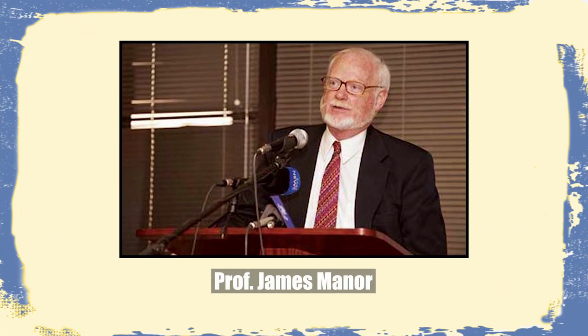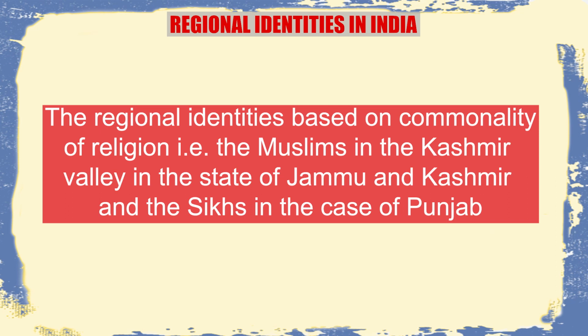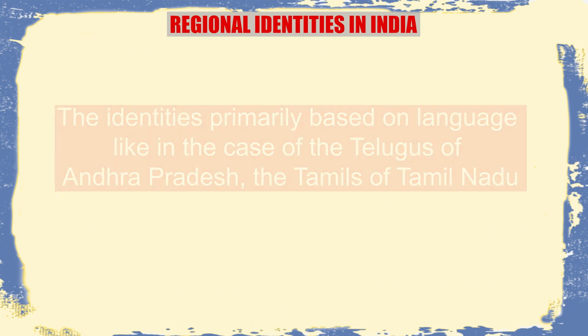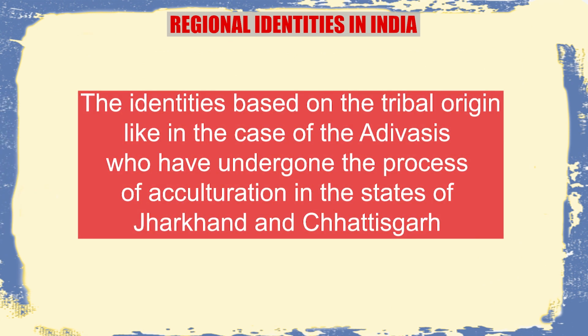Regional identities in India. James Maynard, the very noted political scientist, has identified 4 distinct types of regional identities around a territorial basis. First, the regional identity is based on commonality of religion. Say the Muslims in the Kashmir Valley, in the state of Jammu and Kashmir, and the Sikhs in the case of Punjab. Second, identity is primarily based on language, like the case of the Telugus in Andhra Pradesh, the Tamils of Tamil Nadu. Thirdly, identity is based on tribal origin, the case of the Adivasis in Jharkhand, Chhattisgarh, or the case of the different tribal communities inhabiting the states in Northeast.